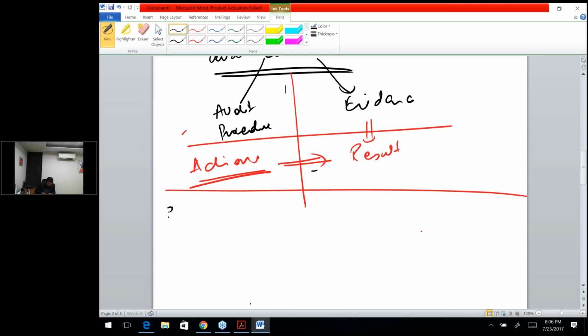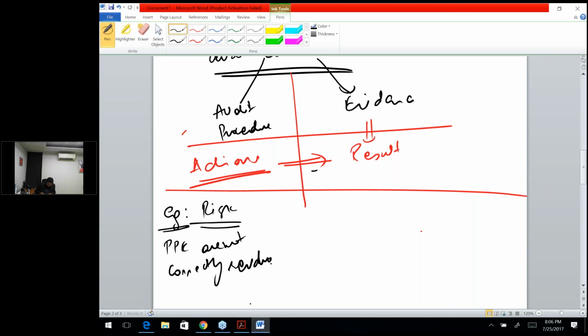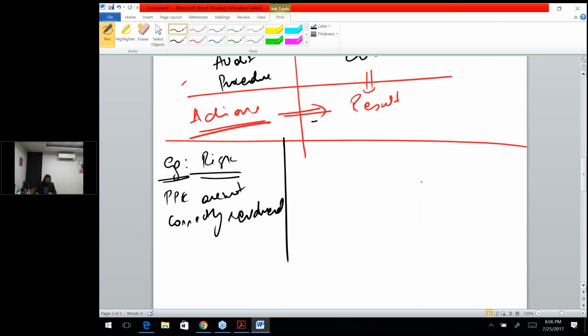I will take an example, and that example is that there is an audit risk. And what is that risk? That property, plant and equipment are not correctly revalued. That means the entity has revalued its property, plant and equipment, and we think that there is a risk that they have not correctly revalued it. Okay, so now this is the audit risk.